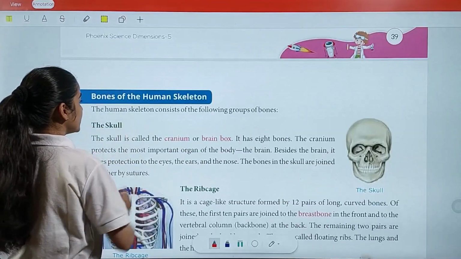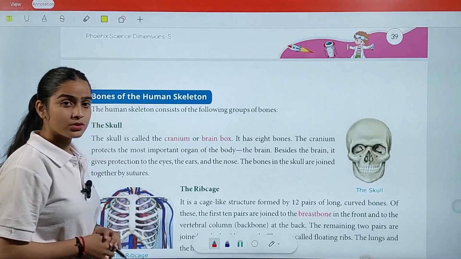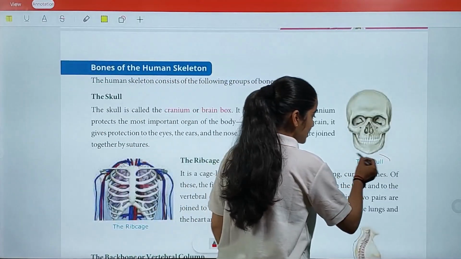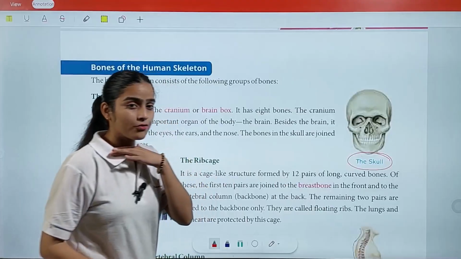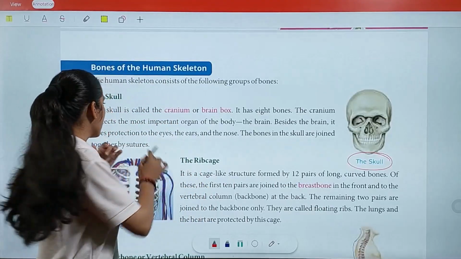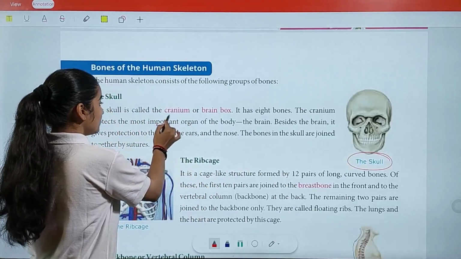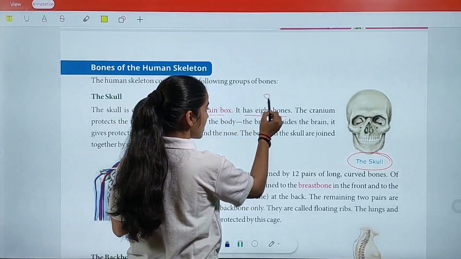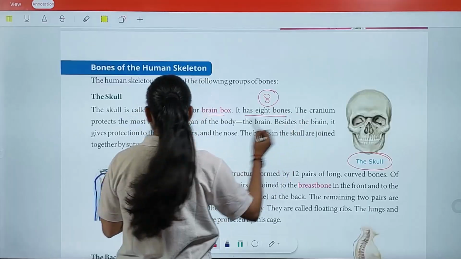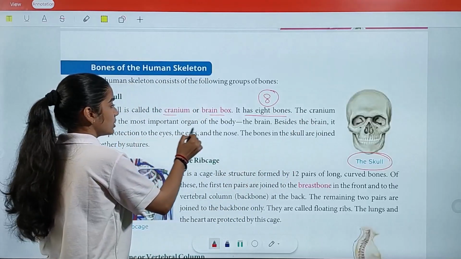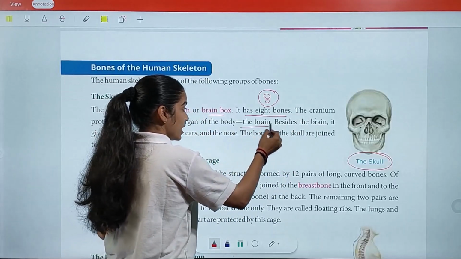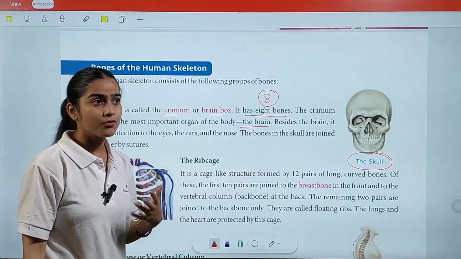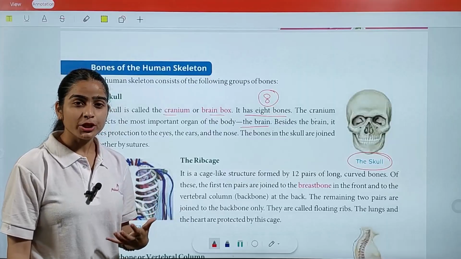Now, bones of the human skeleton. The human skeleton consists of the following groups of bones. So we have to understand. First, we have the skull. The skull is the part above your neck. Okay. The skull is called the cranium or brain box. It has eight bones. How many bones? Eight bones. The cranium protects the most important organ of the body, the brain. The brain is the manager of your body. If your manager is not present, or you can say the brain is the monitor of your class.